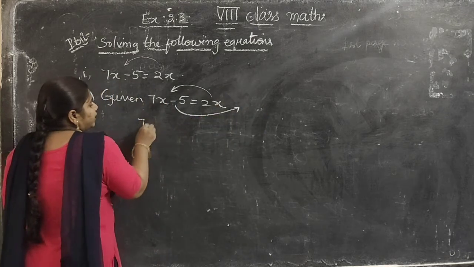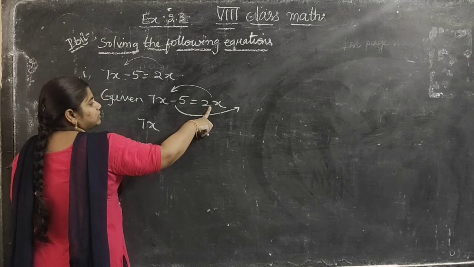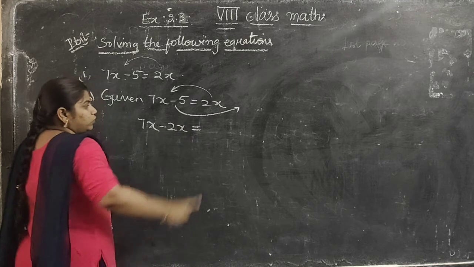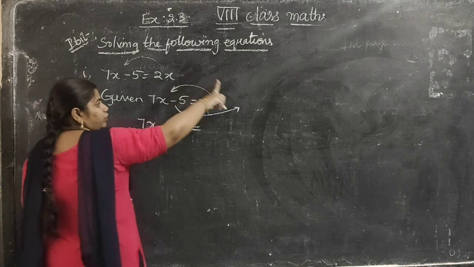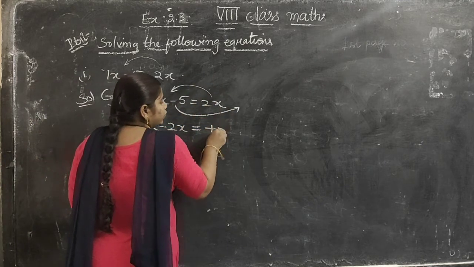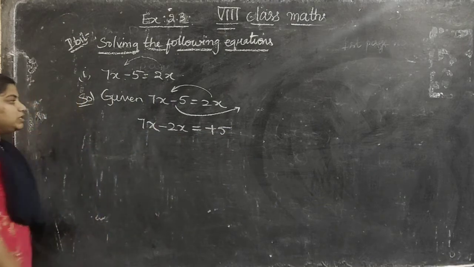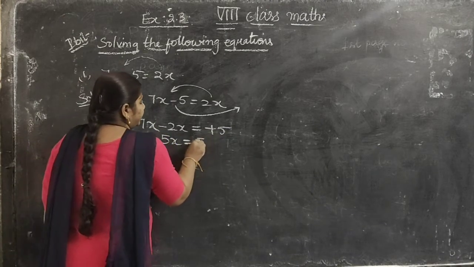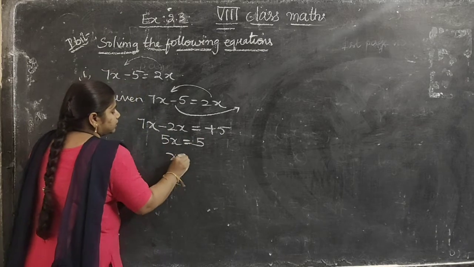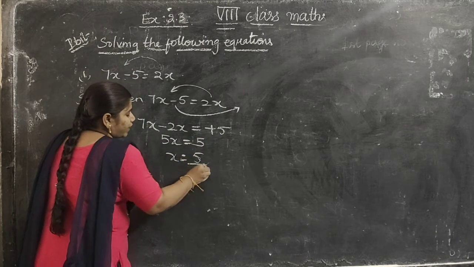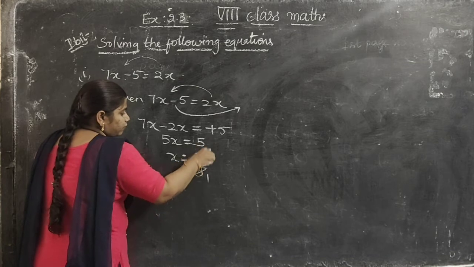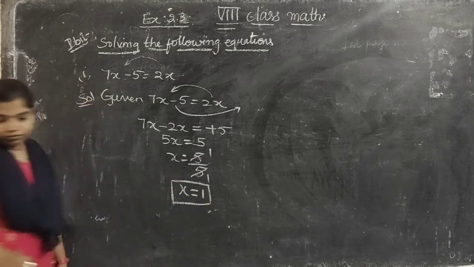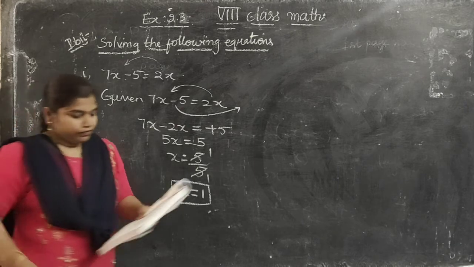So 7x, if I transpose this plus 2x, it will be converted into minus 2x is equals to, if I transpose this minus 5 to the other side, it will be converted into plus 5. So 7x minus 2x will be 5x and here equals to 5. So x is equals to how much did you get now? 5 by 5. 5 ones are 5. X value is how much? 1.